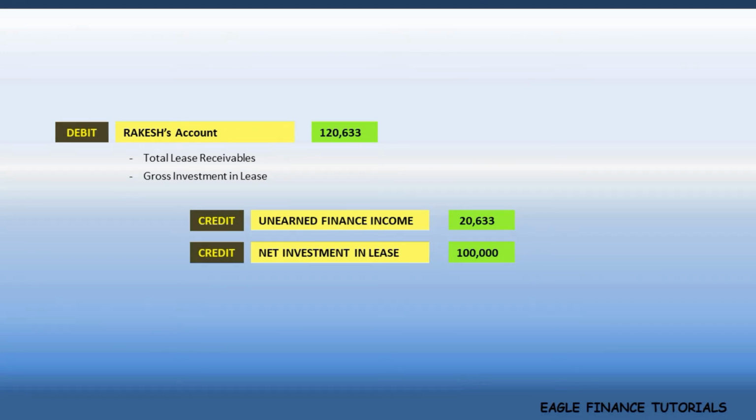The term called gross investment in lease would still be used by the lessor for disclosure on the balance sheet, similar to reporting sundry debtors on balance sheet, combining the debit balances of all the customers' accounts. In this example, the leased asset does not have a residual value. What if it had a residual value and it is guaranteed by the lessee or someone on his behalf?